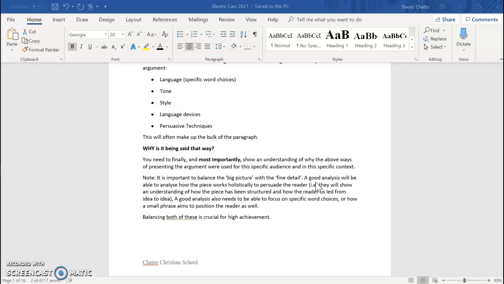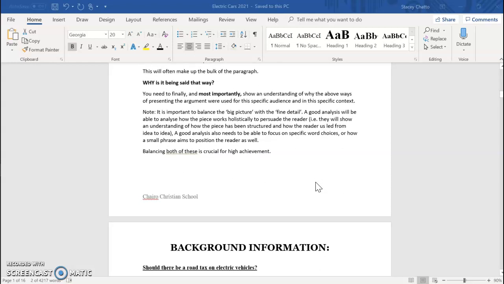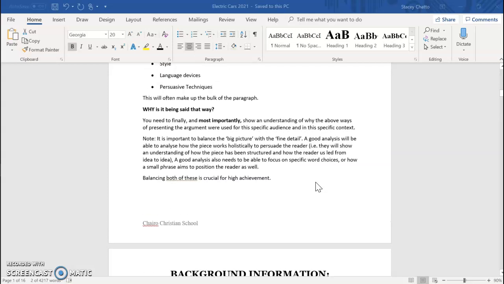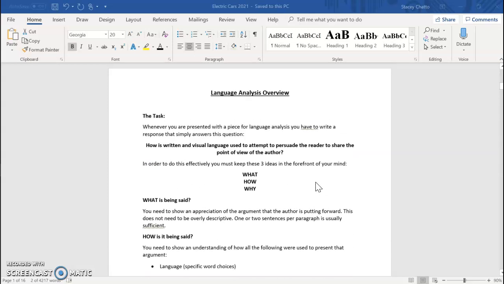It's important to make sure you balance a bit the big picture with the fine detail. A good analysis will be able to analyze how the piece works holistically, so how the argument structure and the tone impact the reader. And then also they're able to identify specific word choices and small phrases which help position the reader. So you've got to balance both of these to do really well in this unit. Mr. Lupus will be going through background information.